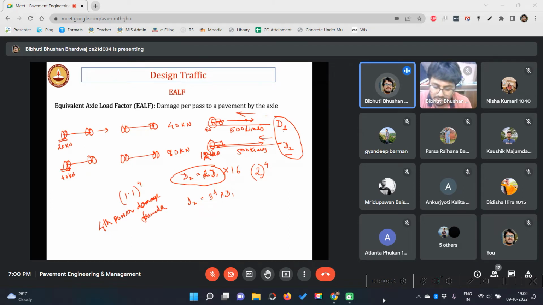So what does damage actually mean? Now forget about this 500 times. Now if I say that in the first case it requires 64 passes, if this vehicle which has a load of 40 kN passes the road to and fro 64 times, then a small crack appears on the surface. Now I want you to answer this. If the load is 80 kN, how many passes will be required to develop the same crack?